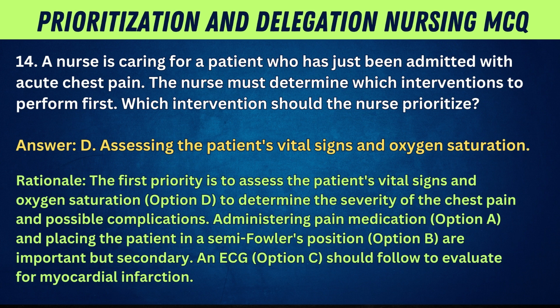Rationale: the first priority is to assess the patient's vital signs and oxygen saturation, option D, to determine the severity of the chest pain and possible complications. Administering pain medication, option A, and placing the patient in a semi-Fowler's position, option B, are important but secondary. An ECG, option C, should follow to evaluate for myocardial infarction.